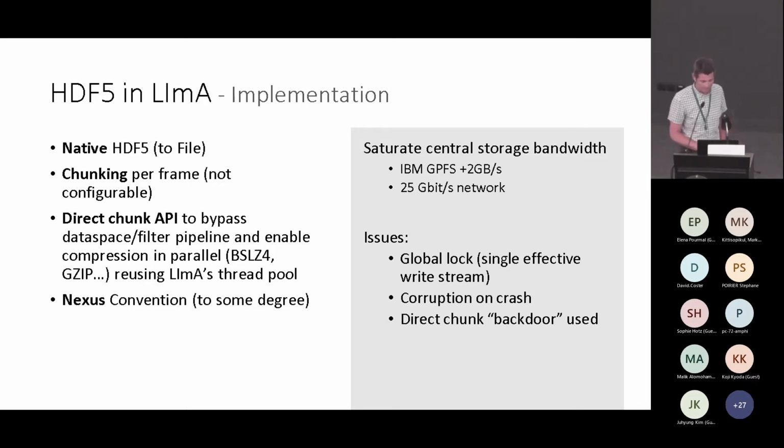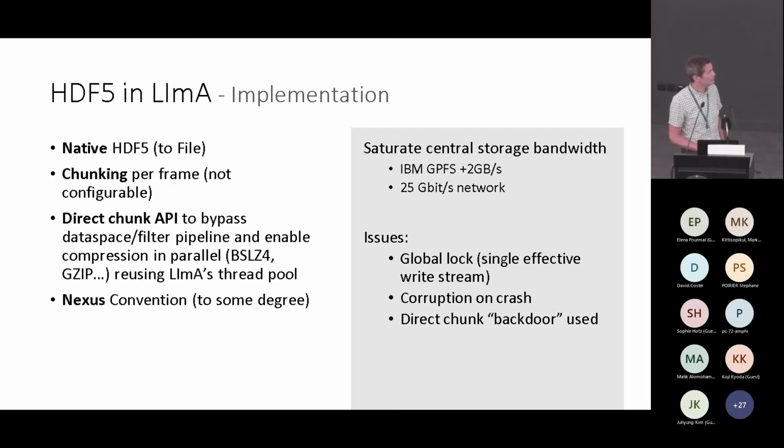With that, we can basically saturate the central storage bandwidth, which is not too bad, especially if we have chunks that are large enough. So the current system we have is an IBM GPFS that supports a bandwidth of 2 gigabytes per second. And the network connection is a 20 gigabit Ethernet connection.